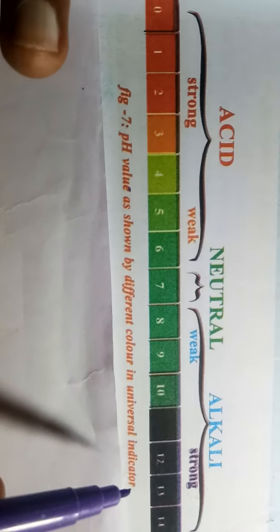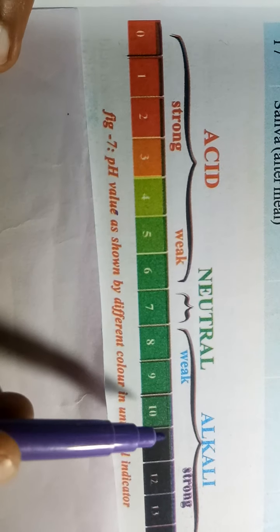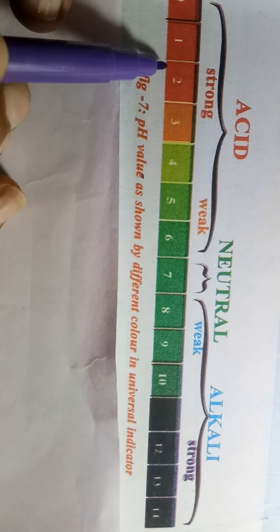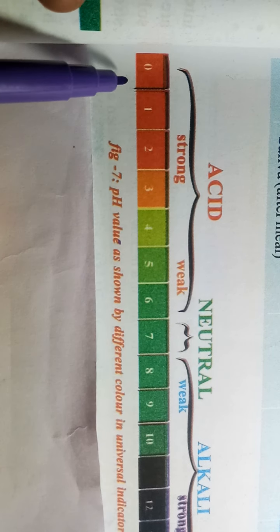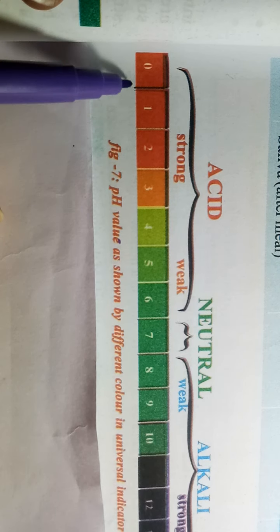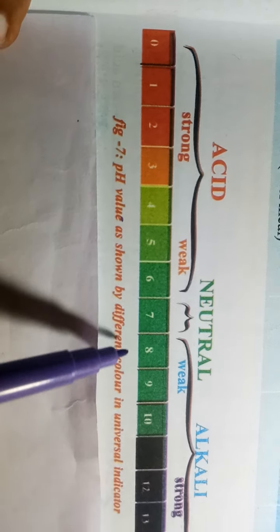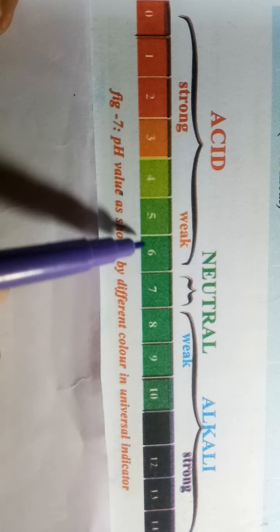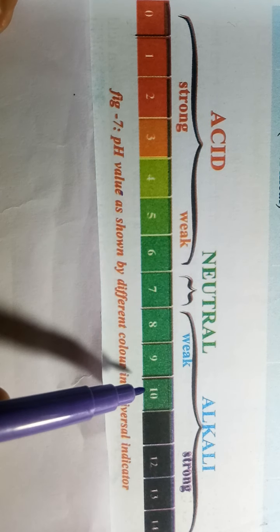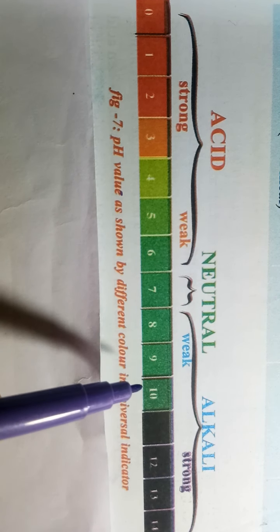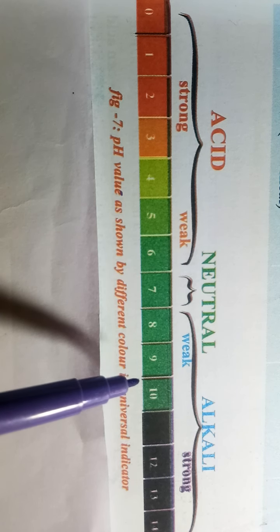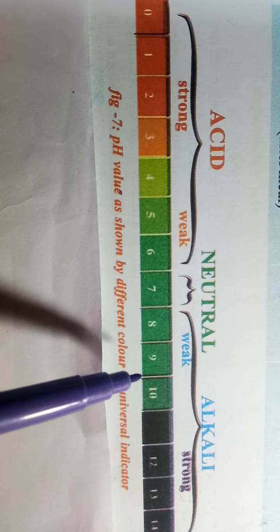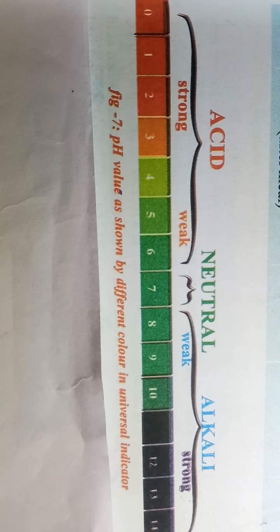So these are the different colors. The color prediction is somewhat difficult with our naked eye, because these have almost the same color. The middle range, 6 to 10, also resembles the same color. So that's why it is somewhat difficult, even though we have the prediction of pH value by using the universal indicator only.